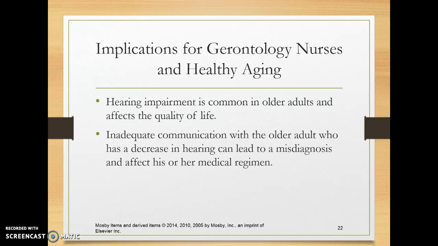Some more implications for the geriatric nurse. Hearing impairment is going to be a common complaint of the older adult, but we need to ask the right assessment questions to determine if that's going on. Inadequate communication with the older adult who has a decrease in hearing can lead to a misdiagnosis or affect his or her medical regimen. So it's so important that we make sure that they understand and can hear us.